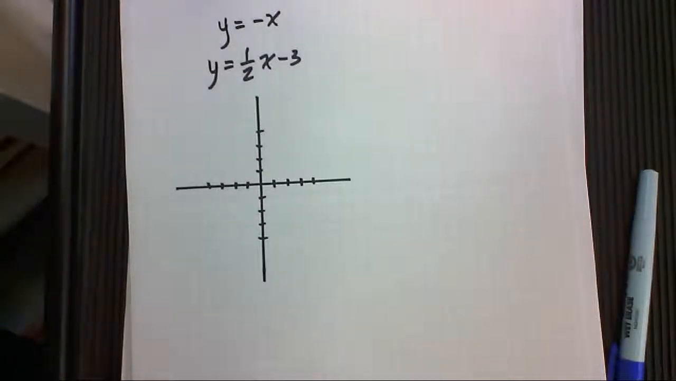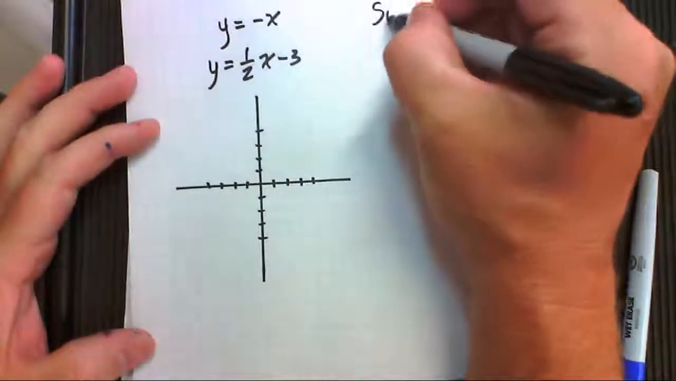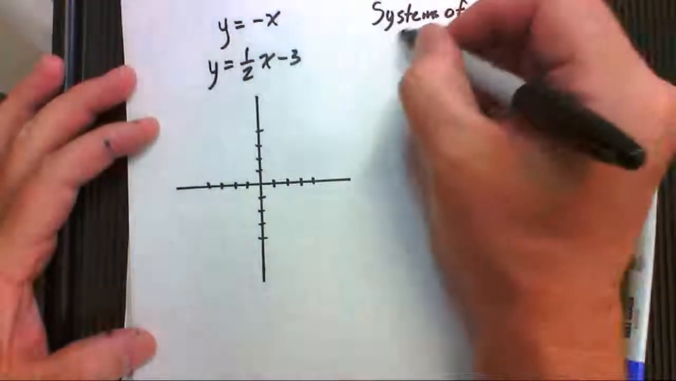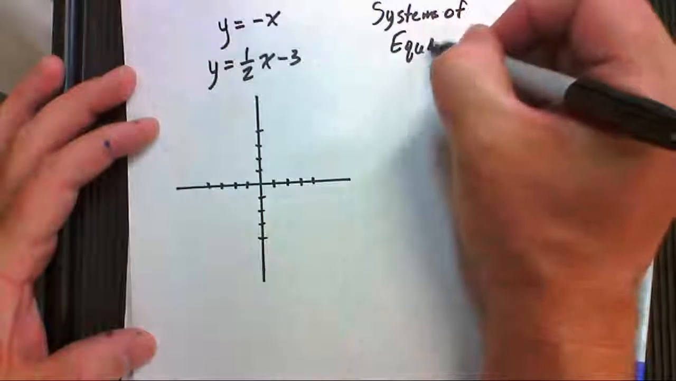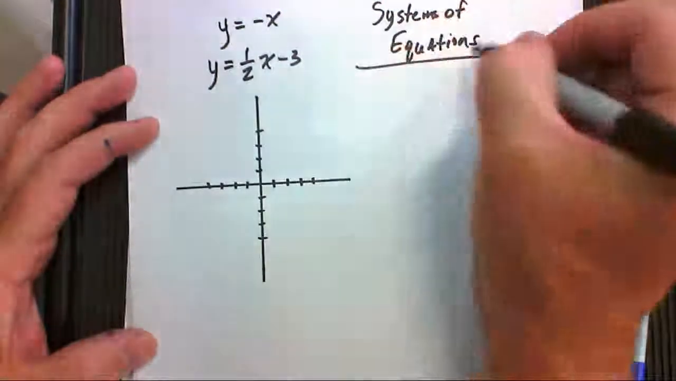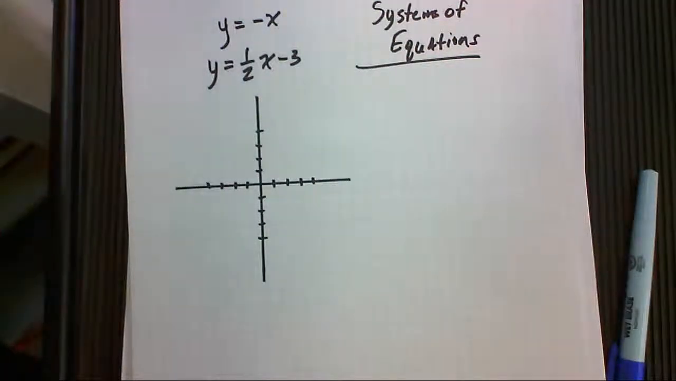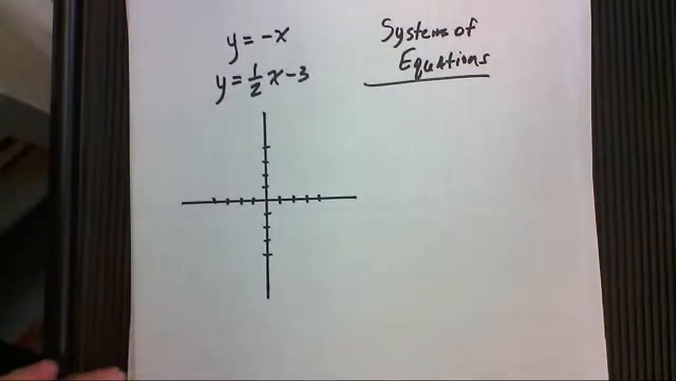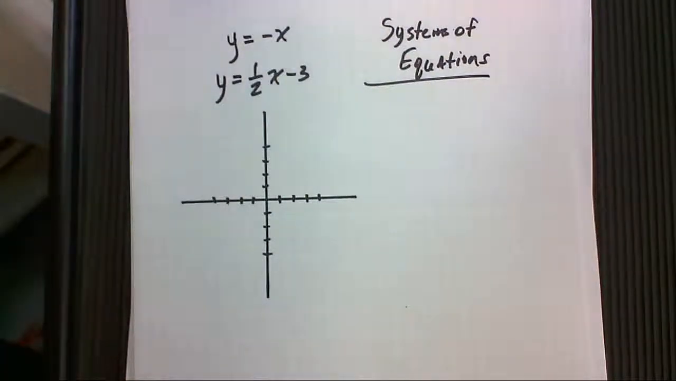Alright, we're going to have a little video here on systems of linear equations. Systems of equations. Now, a system is just several things that work together to do one job. So a system of equations might describe some type of situation where you've got multiple things going on, but yet those multiple things describe one situation.